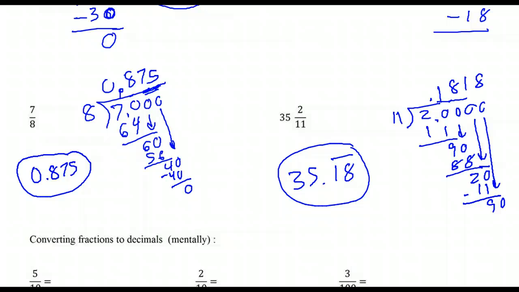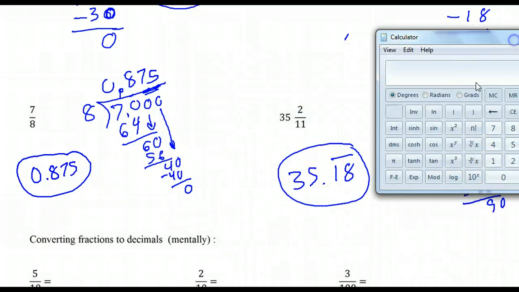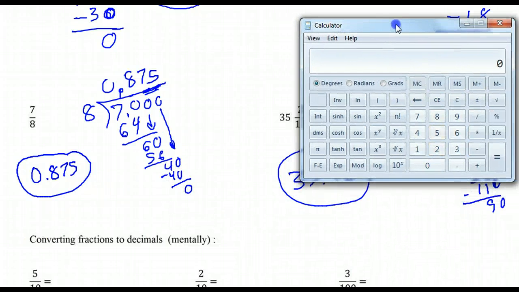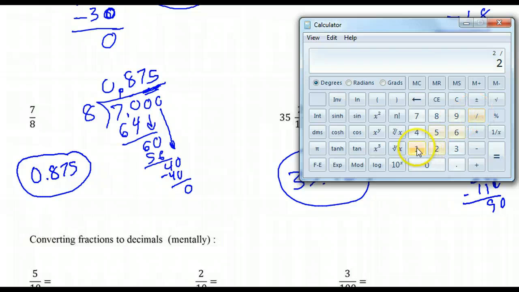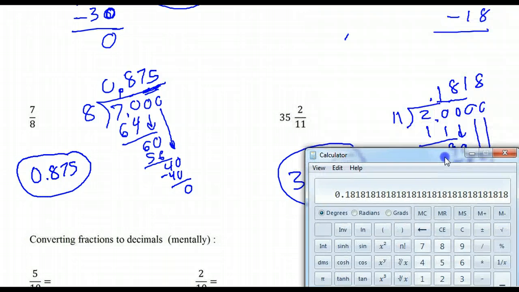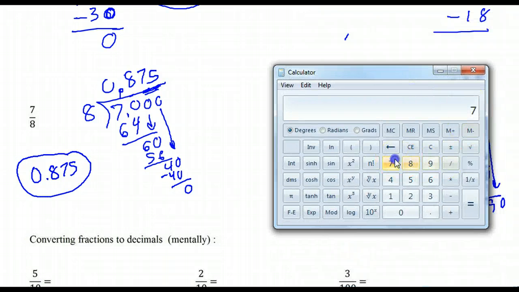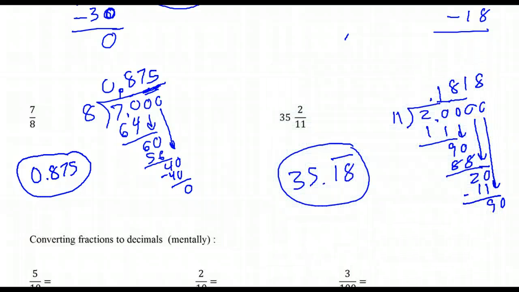And again, you may get to use a calculator. So if you are using a calculator, just plug it in. Here, let's look at it on a calculator. You would take and divide the 2 by the 11, and there it is, 0.1818181818. So that would give us 35.18. And then same with 7 divided by 8, 0.875. But you just have to divide.